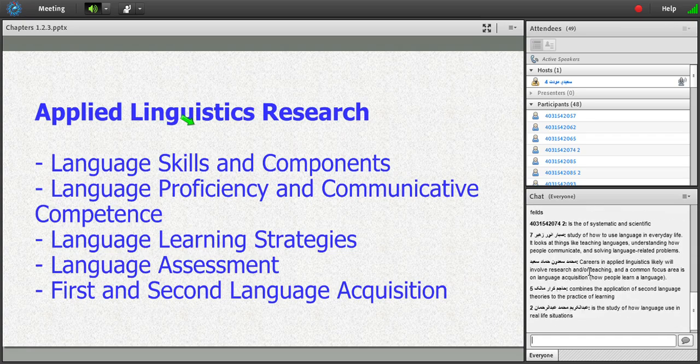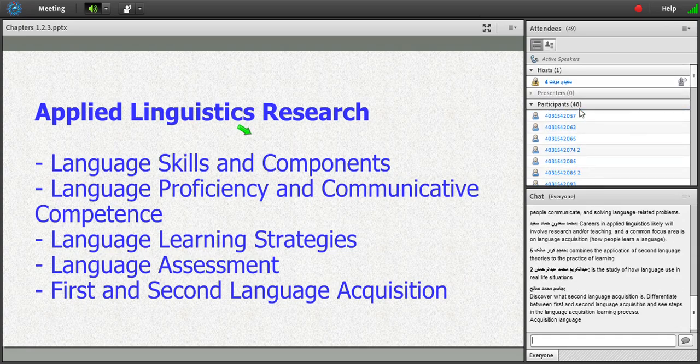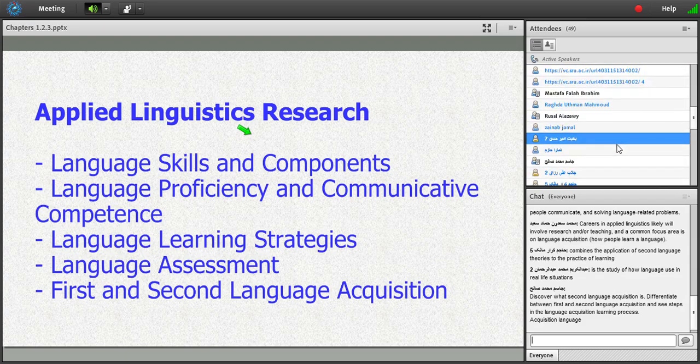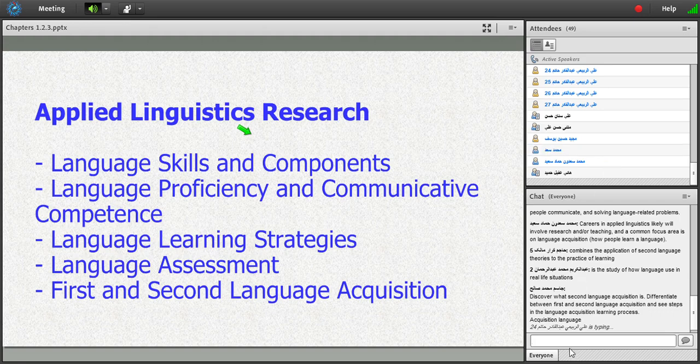That's great. With this introduction, let's see what Mr. Jasim Muhammad Saleh wrote. Discover what second language acquisition is. Differentiate between first and second language acquisition, and see steps in the language acquisition process. Good. Thank you. So Iraq has great English teachers. You have a good understanding of these concepts. Great.